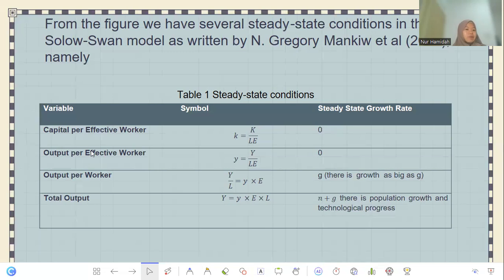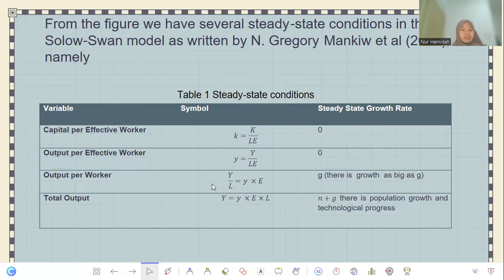Next, we have the variable output per worker. The symbol here is Y per L, which is y times E. So the steady state growth rate is G; there is growth as big as G. And then the last is about total output.